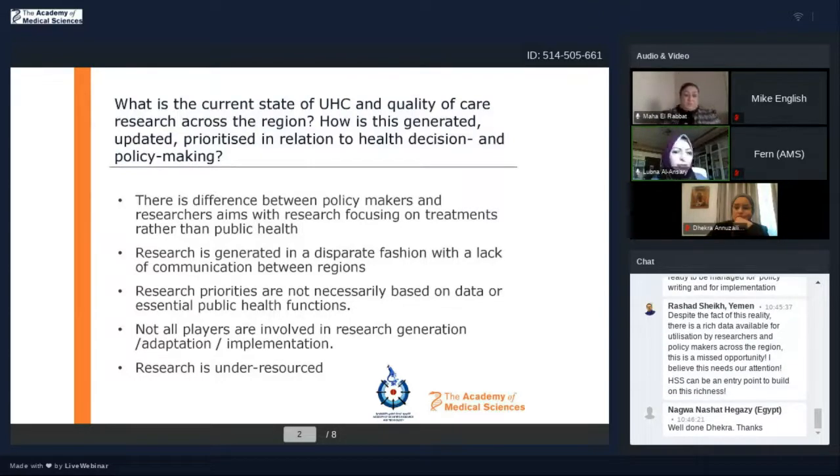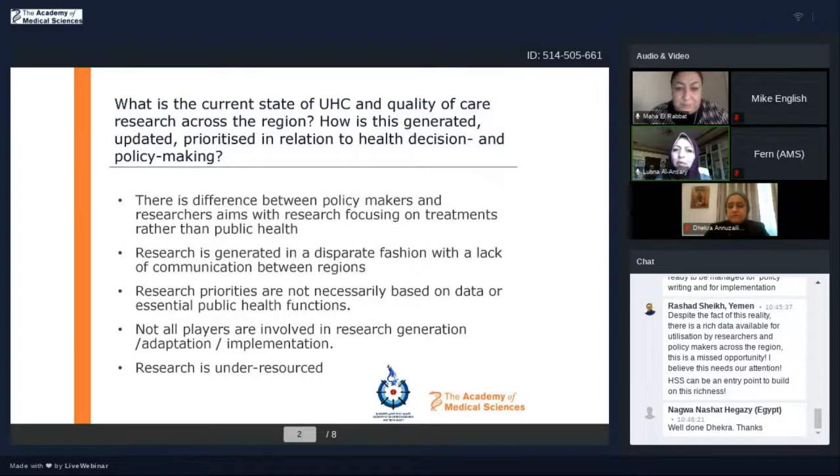And we could see that there is a difference between the perspective of policymakers and researchers, and their aims of research. They tend to focus more on treatments and illnesses and specific successes in relation to that rather than on public health. And that is probably related to the way of identifying, talking about and advocating their successes rather than when it is about public health.